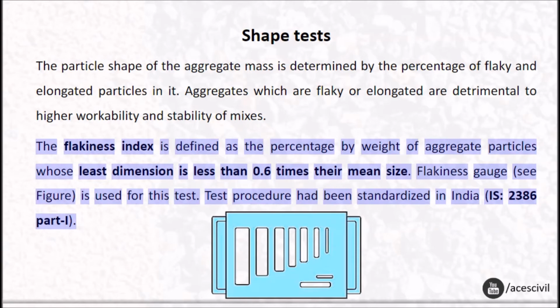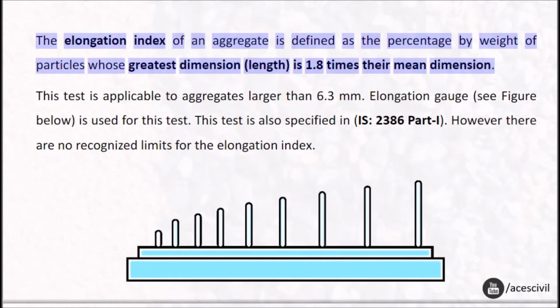A flakiness gauge, see figure, is used for this test. The test procedure has been standardized in India, IS 2386 Part 1. The elongation index of an aggregate is defined as the percentage by weight of particles whose greatest dimension, length, is 1.8 times their mean dimension.